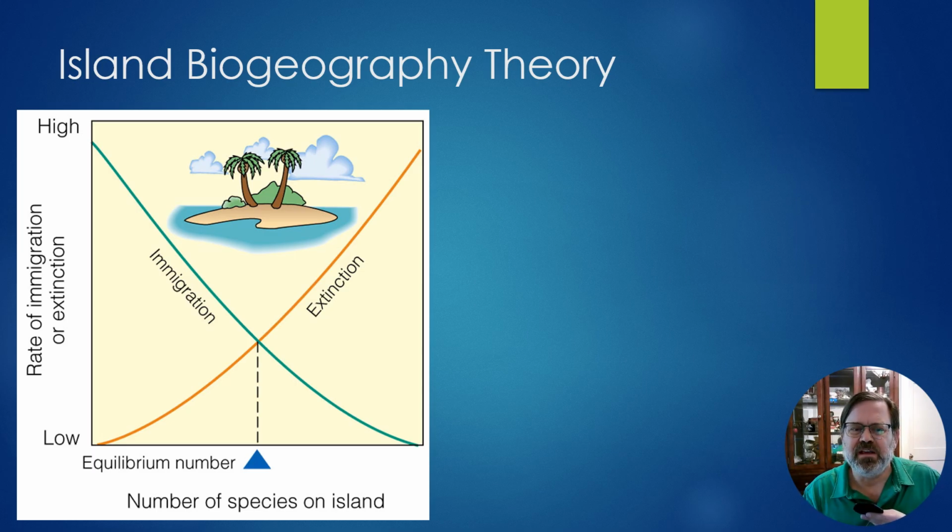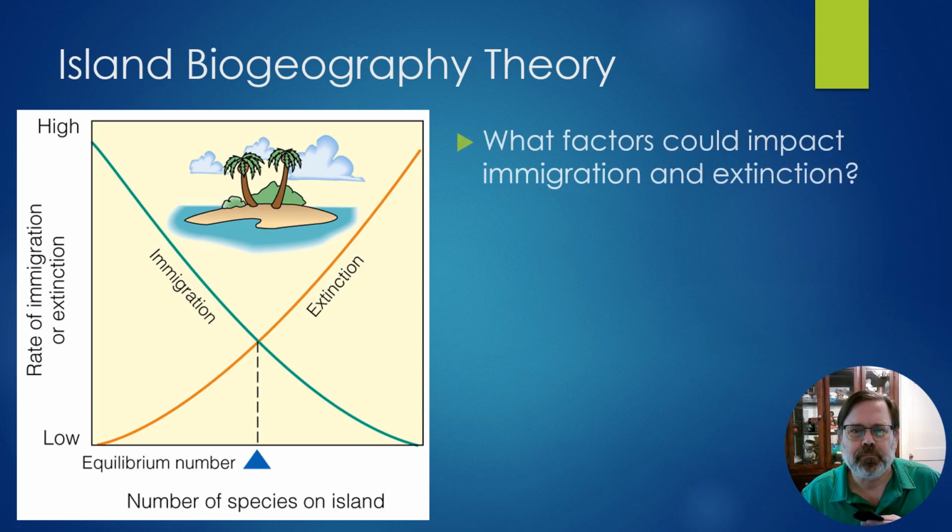In contrast, the extinction curve goes up. The more species you have on an island, the higher the extinction rate because there's more competition. And so the immigration and extinction rate should balance out at this equilibrium number denoted by the triangle here.